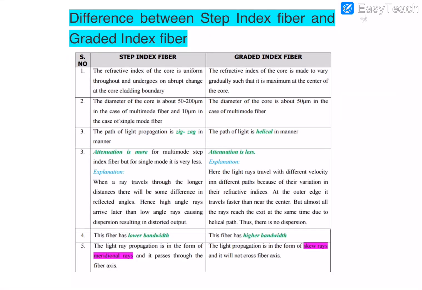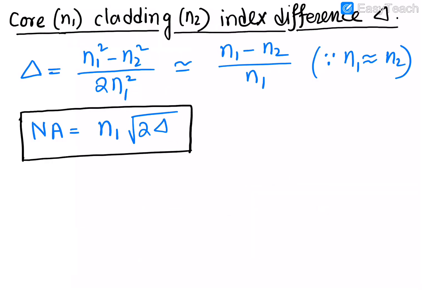The difference between the step index fiber and the graded index fiber: note that in step index fiber you have more attenuation, but in graded index fiber you have less attenuation. In graded index fiber you have basically skew ray propagation, and for step index fiber we basically use the meridional ray propagation. So in graded index the light goes in a helical manner, and in case of step index light goes in a zigzag manner.